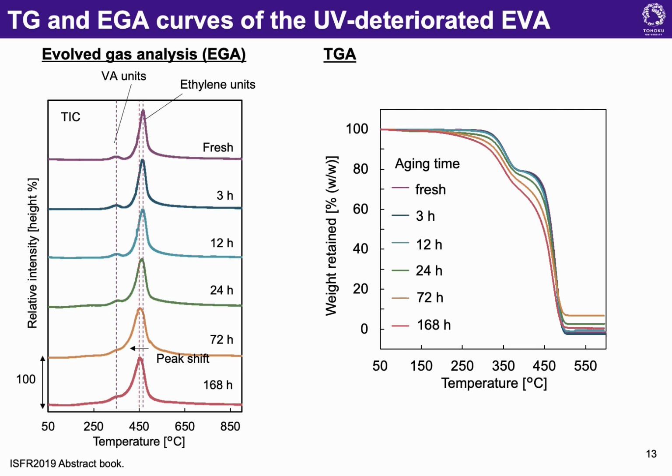The peak top temperatures of the total ion chromatograms slightly reduced as the UV irradiation duration increased, particularly for the decomposition of the ethylene unit, resulting in 60 degrees for the EVA encapsulant following aging for 168 hours. The peak shape was clearly broadened by increases in the UV irradiation duration, suggesting that ethylene units having a variety of chain lengths were produced following the UV irradiation.